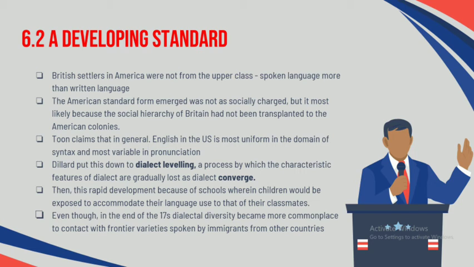This dialect leveling occurred from the beginning of the 70s until the last quarter of that century. This rapid development was because of schools, wherein children would be exposed to and accommodate their language use to that of their classmates. Even though in the end of the 70s, dialectal diversity became more commonplace due to contact with frontier varieties spoken by immigrants from other countries.